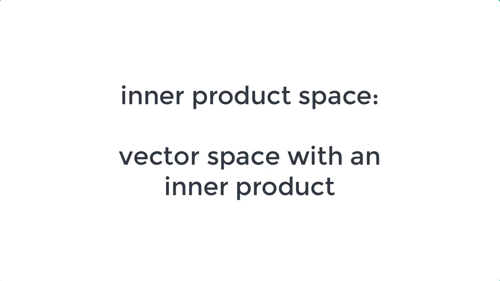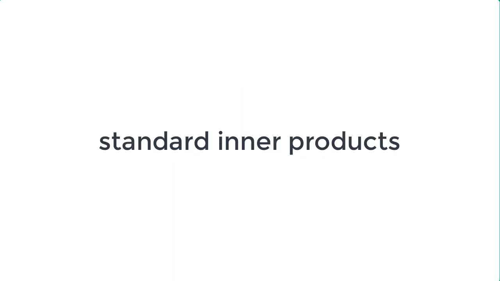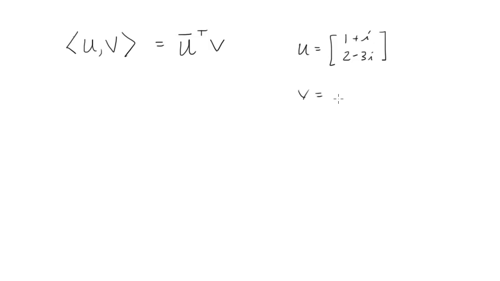Time to add an inner product to the vector space. Some standard inner products that are used extensively. So the inner product will be the angle brackets. For complex vectors, the conjugate transpose applied to V is the inner product.